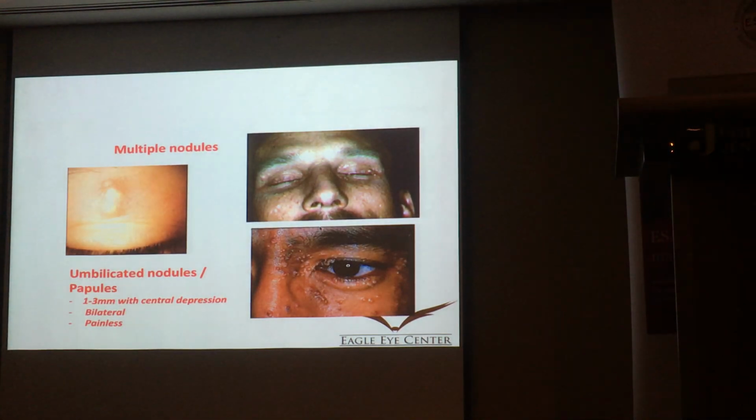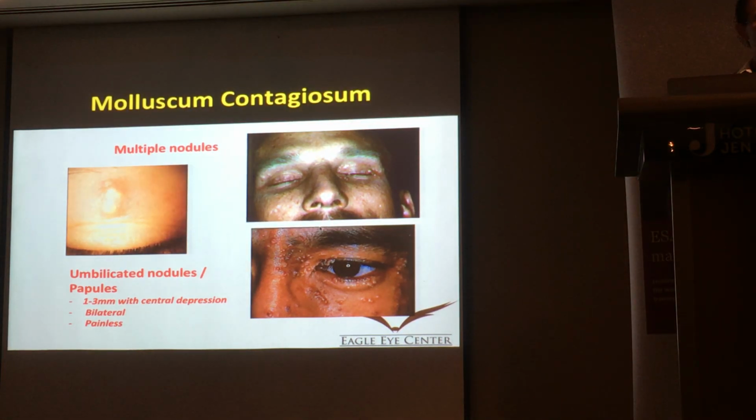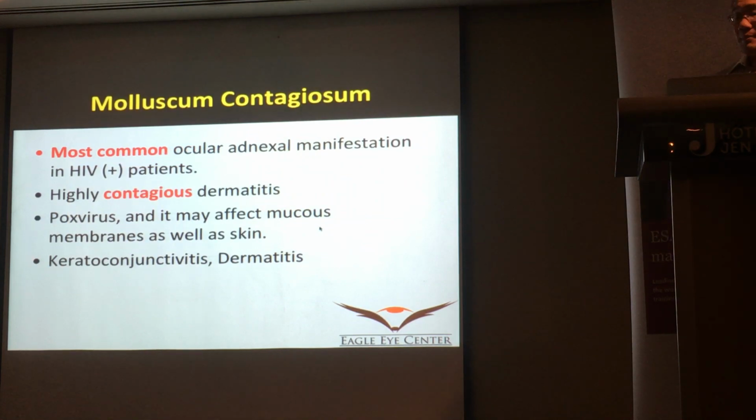All right, multiple nodules with a little umbilication, a little central depression, usually painless. What would that be? Usually seen in kids, really. Molluscum. So again, an adult showing up with molluscum, be really, really careful. This patient should be immunocompromised. This is typically a disease of children. So if you see bilateral, multiple lesions in an adult, be very careful. Most common, highly contagious, pox virus.